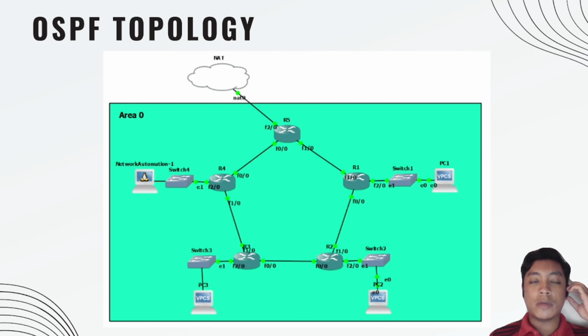Okay, so my part is to present OSPF technology. So this is our topology diagram. We use the hierarchical topology. Basically, in this topology, we use 5 routers, 4 switches, 3 PCs, and 1 network automation device and network address translation (NAT). So the router is the backbone of the network, connecting different segments together.